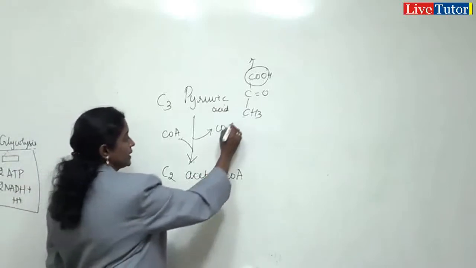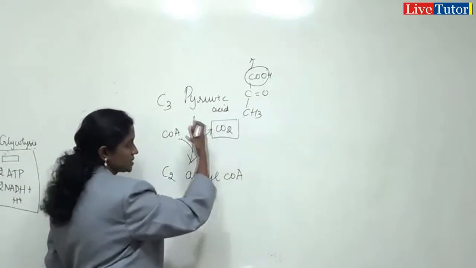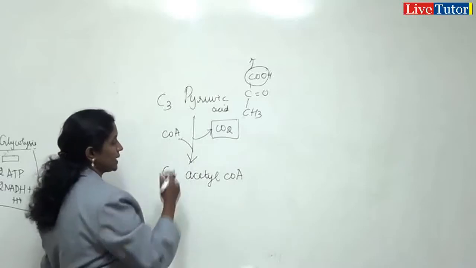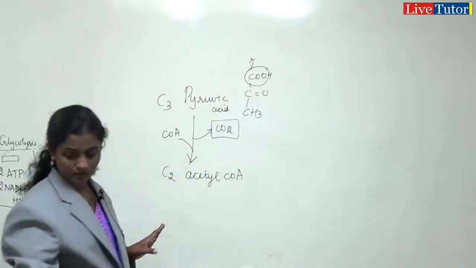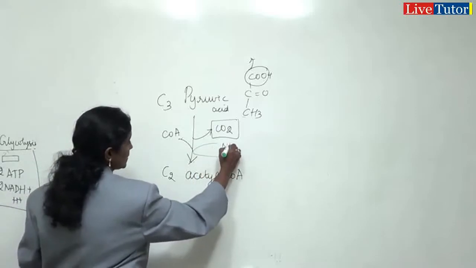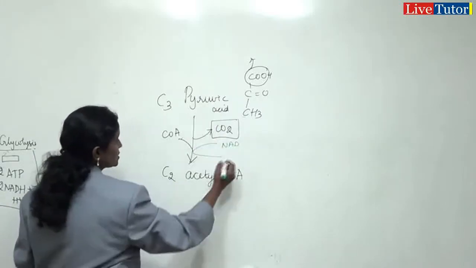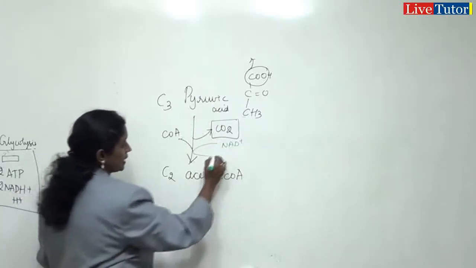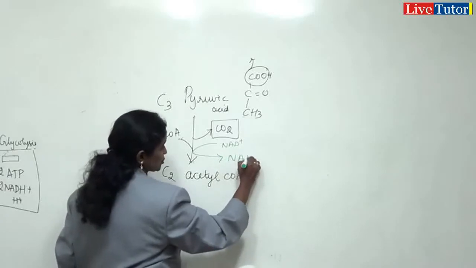It is almost like a decarboxylase. Carbon dioxide is removed, CoA is added. Meanwhile, there is one more thing: NAD comes in and picks up the hydrogens from pyruvic acid, and it becomes NADH plus H plus.